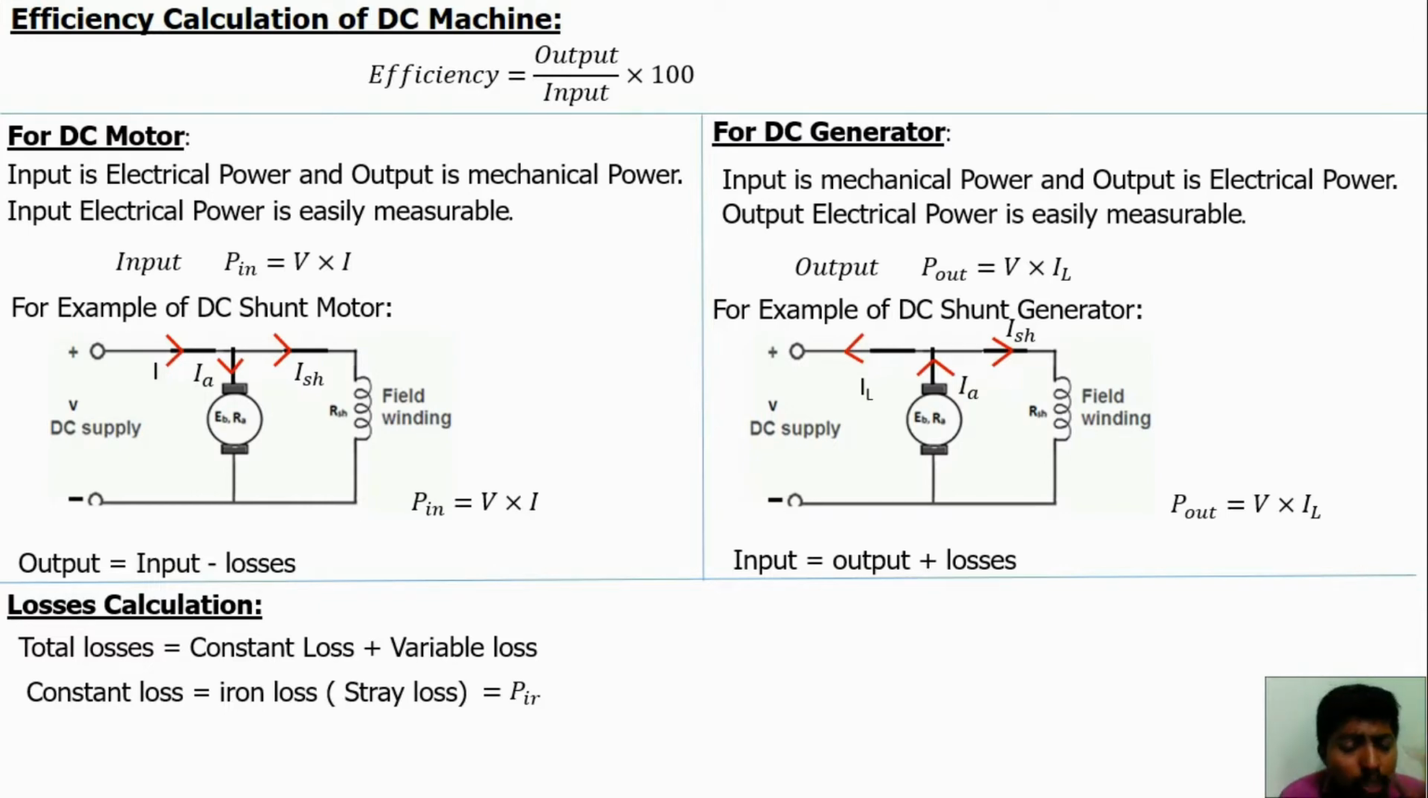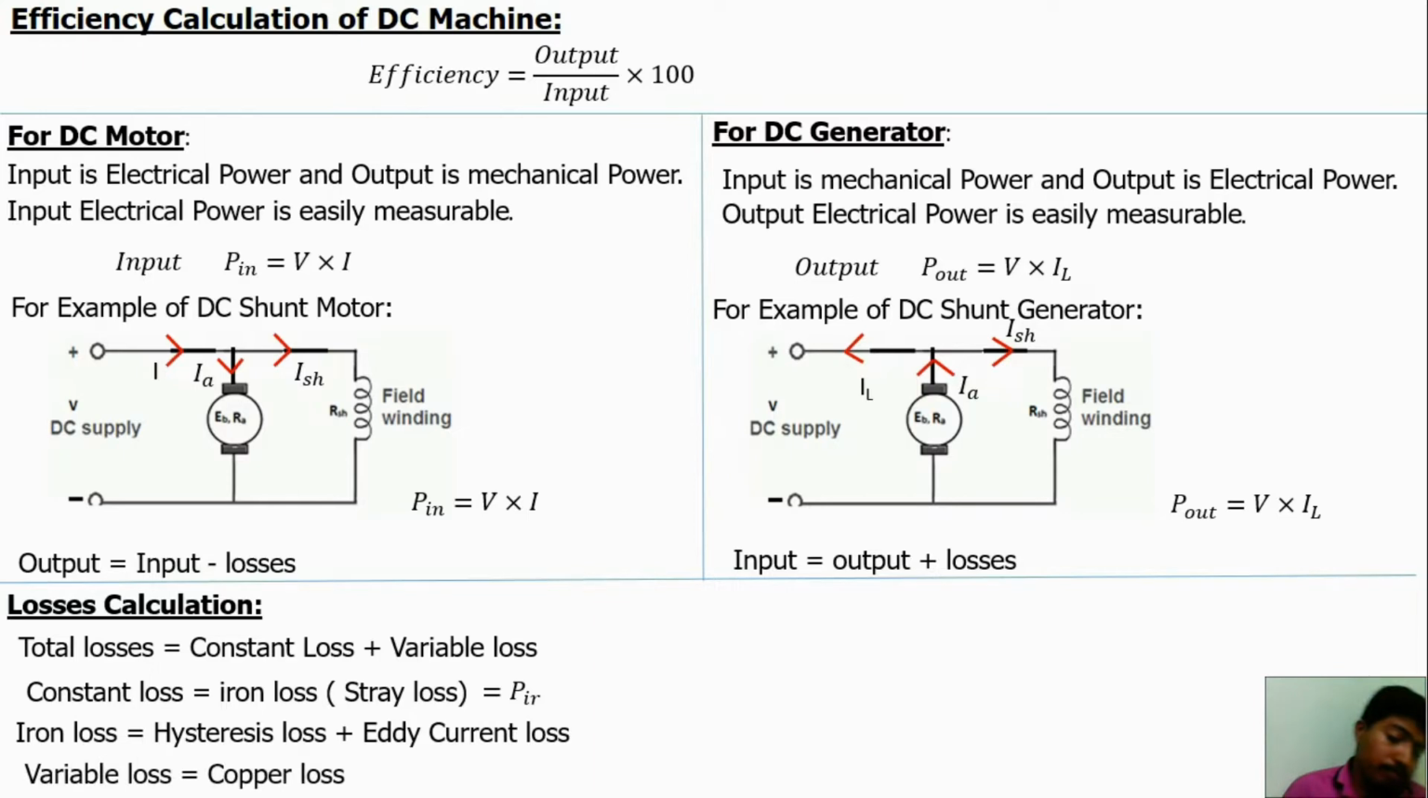There are two types of constant loss: one is hysteresis loss and the other is eddy current loss. This combined loss is called iron loss. If you know the hysteresis loss and eddy current loss, if you add them, you will get the iron loss. These are constant losses. Another one is variable loss.